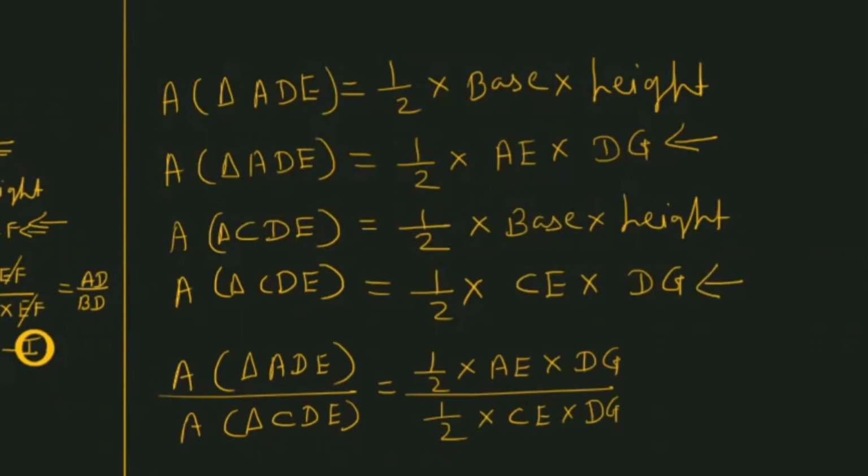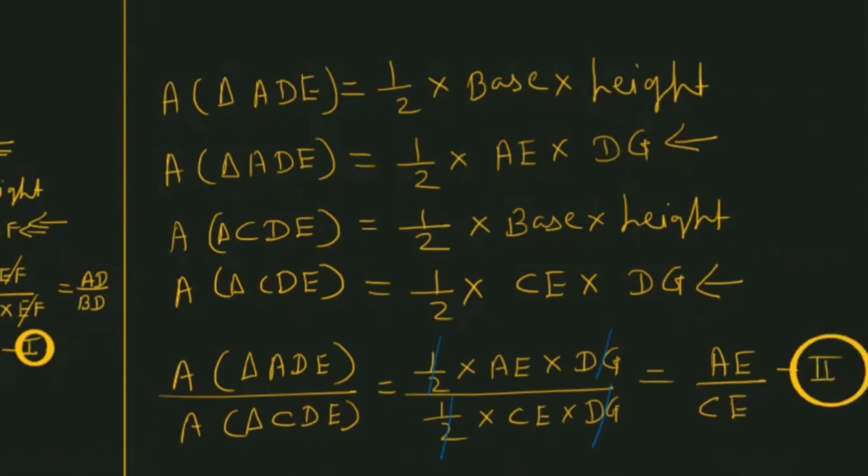So let's check if anyone is going to cancel. Yes, half will get cancelled, DG will get cancelled, and finally we will get the ratio of area of triangle ADE and area of triangle CDE as AE upon CE, which is equation number 2.